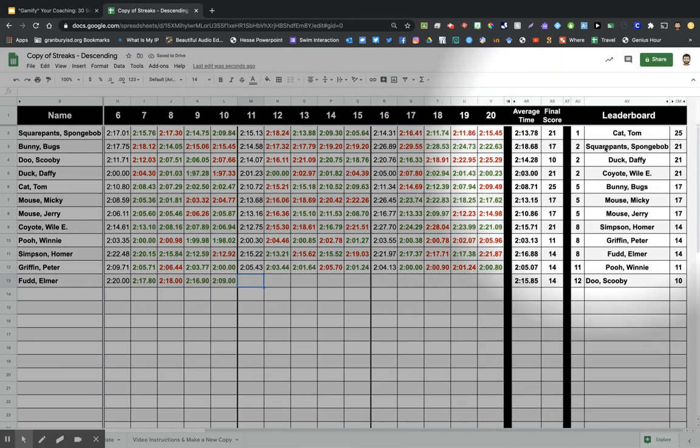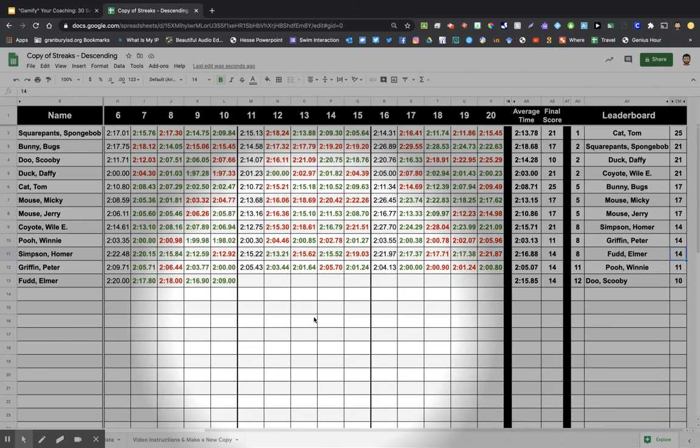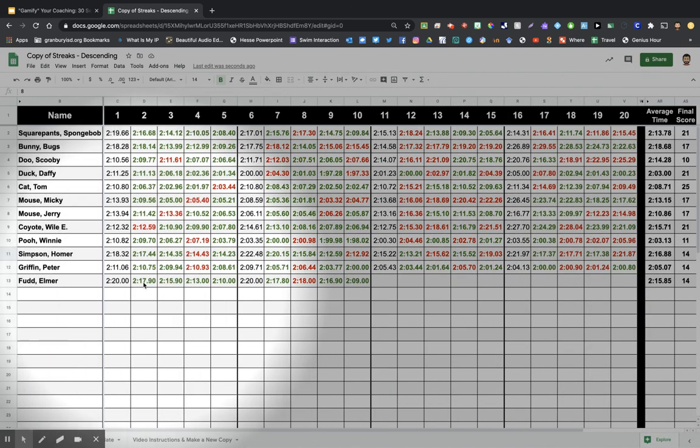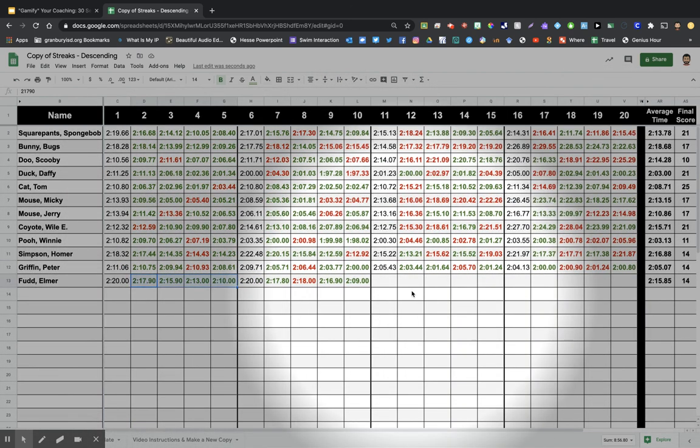So over here, we have a leaderboard that does not include the average time. We can calculate the average time for each one of our swimmers. But over here, the leaderboard is only indicating the swimmers with the highest score. So even though Elmer Fudd only completed half the set, he still was 8th out of a total of 12 swimmers because he reached that full multiplier in the first round.